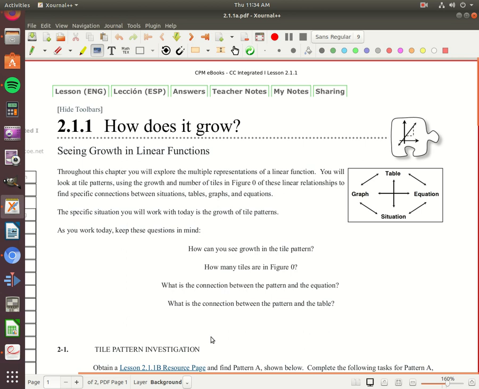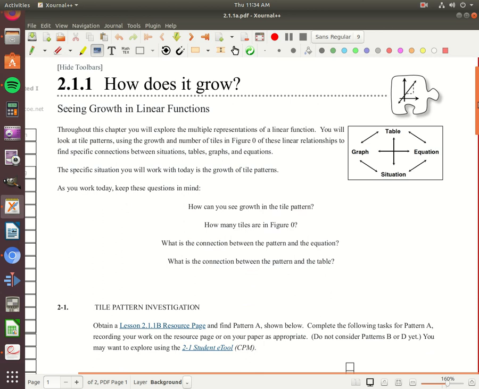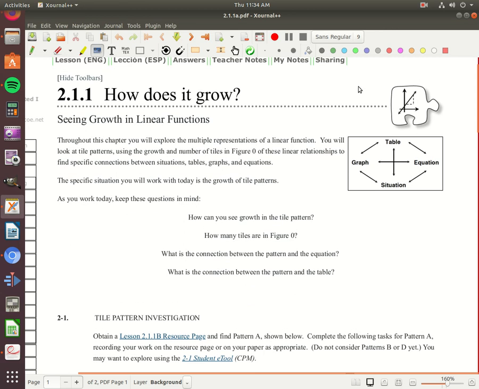Alrighty, so chapter 2 is a lot about linear functions. At the beginning of this, a lot of you might already know this stuff, but I'm going to go through the lessons anyways, obviously. Throughout this chapter, you will explore the multiple representations of a linear function. You will look at tile patterns using the growth and numbers of tiles in figure 0 of these linear relationships to find specific connections between situations, tables, graphs, and equations.